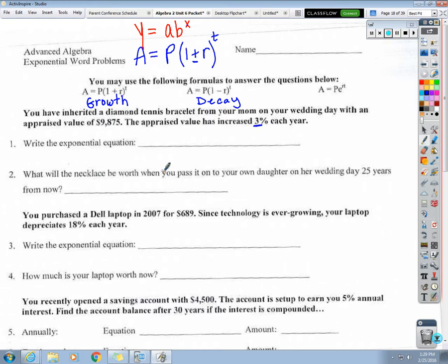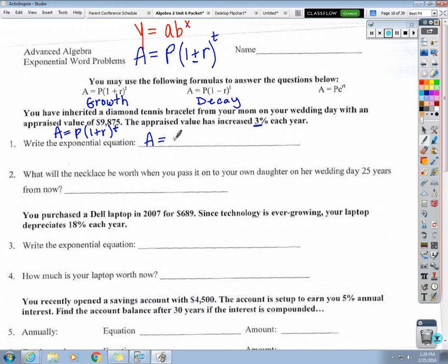Okay, you have inherited a diamond tennis bracelet from your mom on your wedding day with an appraised value of $9,875. The appraised value has increased 3% each year. Is this a growth or a decay? Growth. So we're going to be using A equals P times 1 plus R to the T power. Okay, we'll talk about this equation in a few minutes when it's necessary. So A for amount equals P for principal.